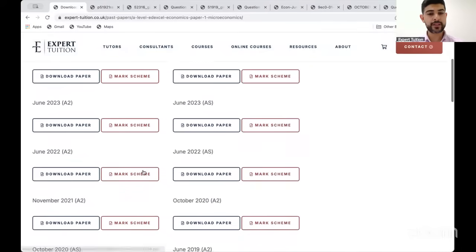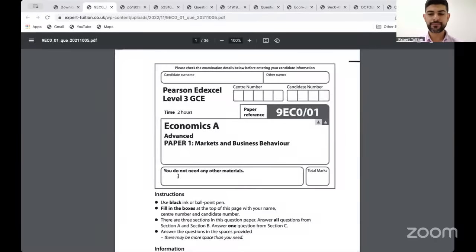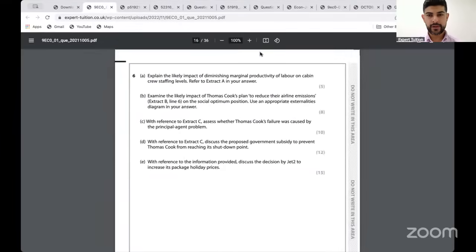Right, so November 2021, absolutely disgusting. Yeah, has the following question. The 8 marker says, examine the likely impact of Thomas Cook's plan to reduce their airline emissions on the social optimum position. Use an appropriate externalities diagram in your answer. Okay, shall we deal with it?